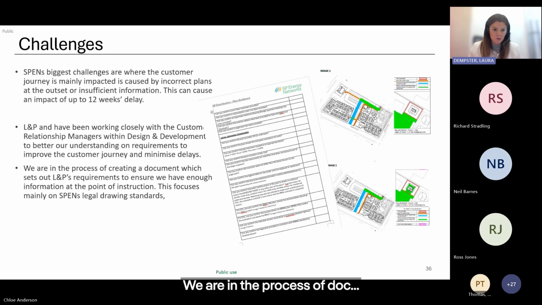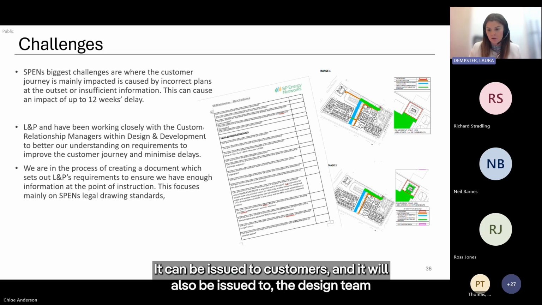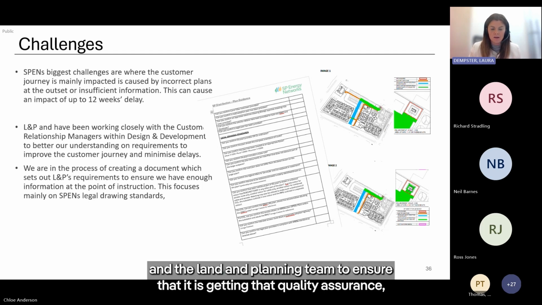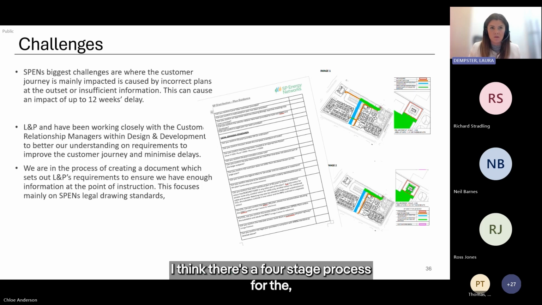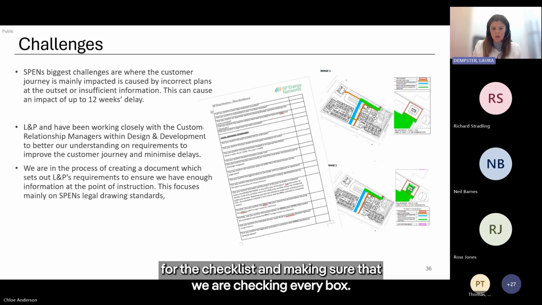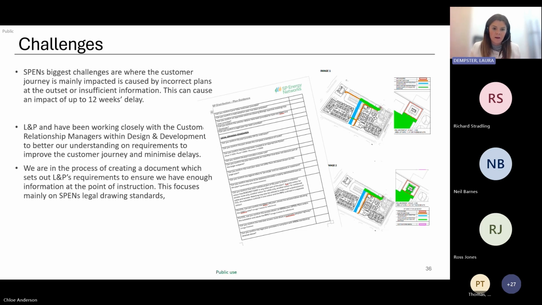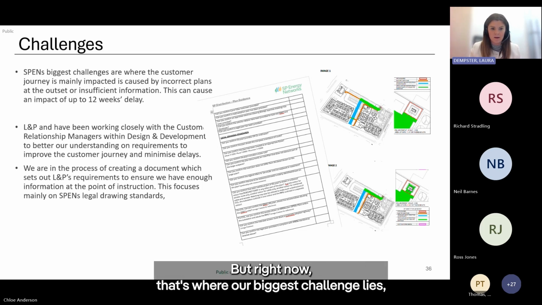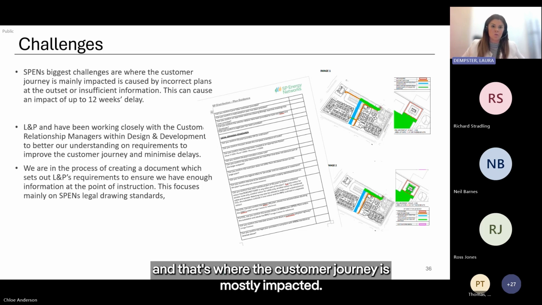We are in the process of creating the document. It's almost ready to be issued. It can be issued to customers and it will also be issued to the design team and the land and planning team to ensure it is getting that quality assurance. I think it's a 4-stage process for the checklist and making sure that we are ticking every box. It mainly does focus on Spen's legal drawing standards, but right now that's where our biggest challenge lies, and that's where the customer journey is mostly impacted.